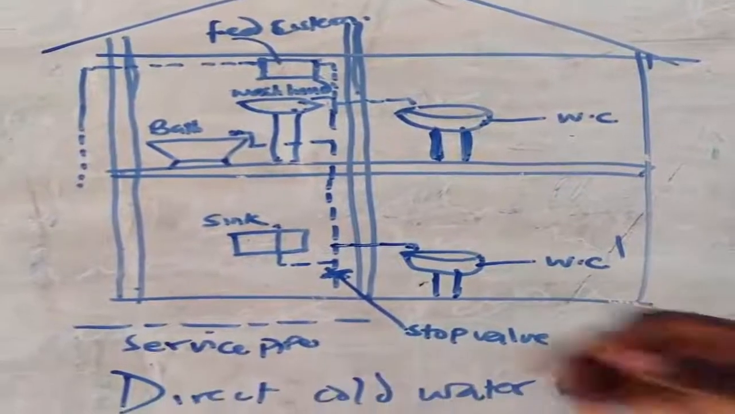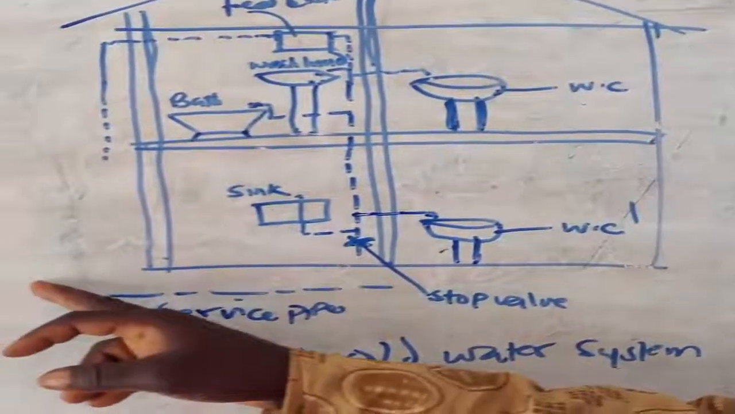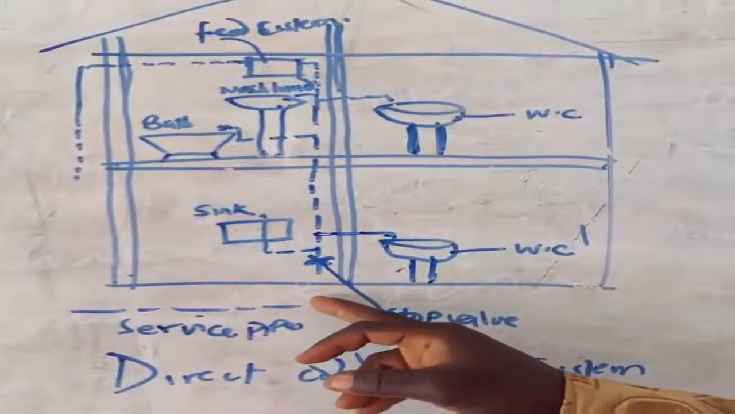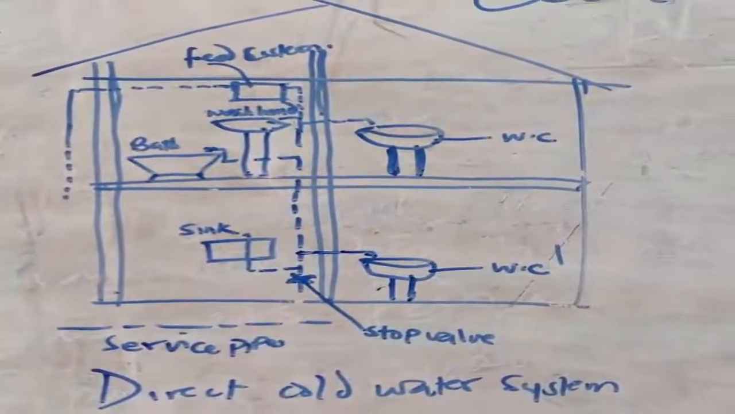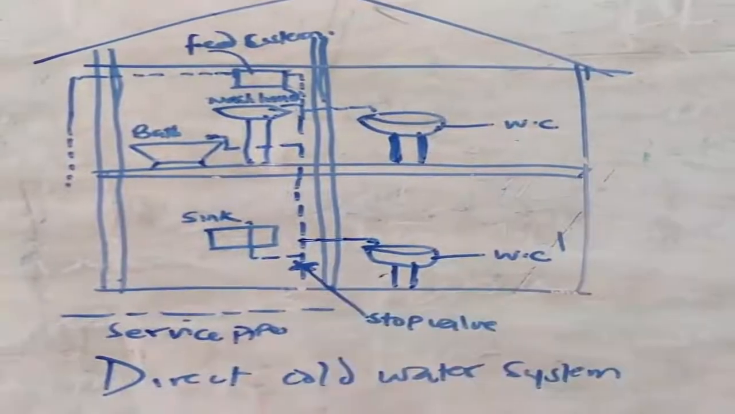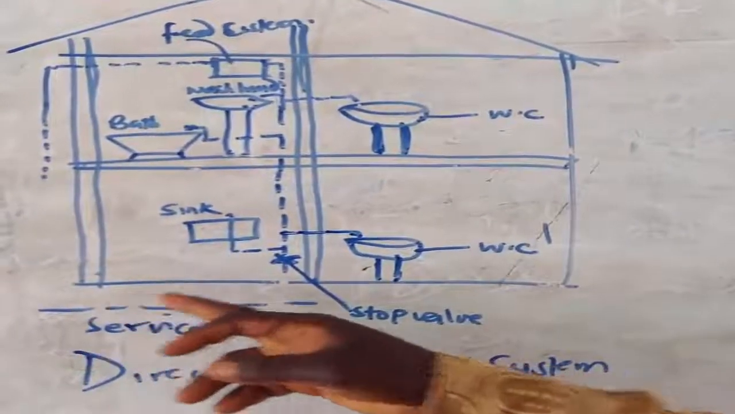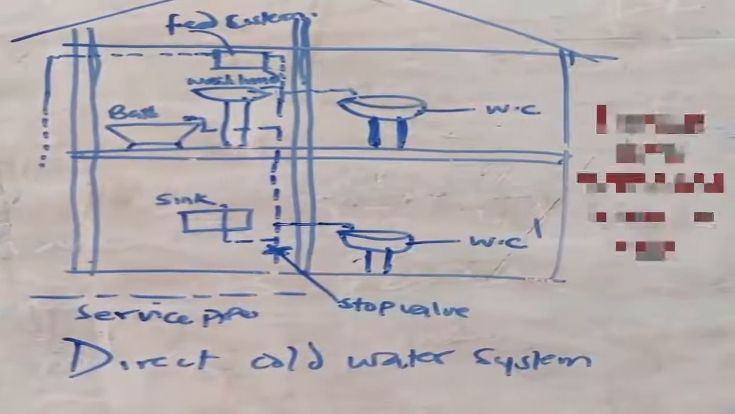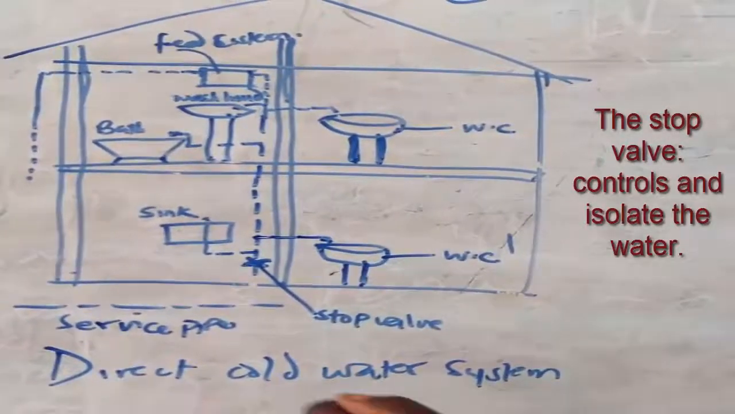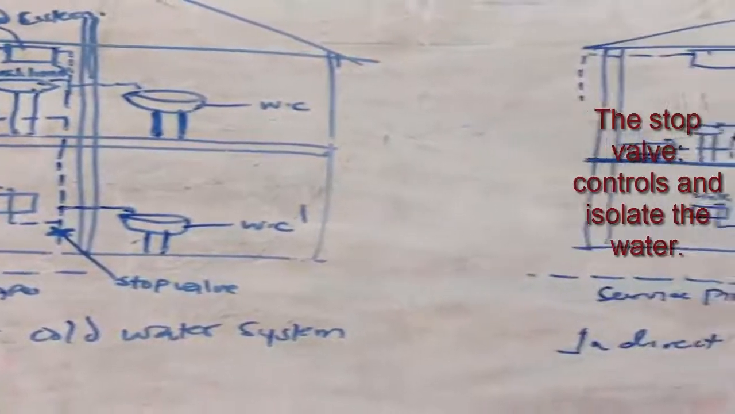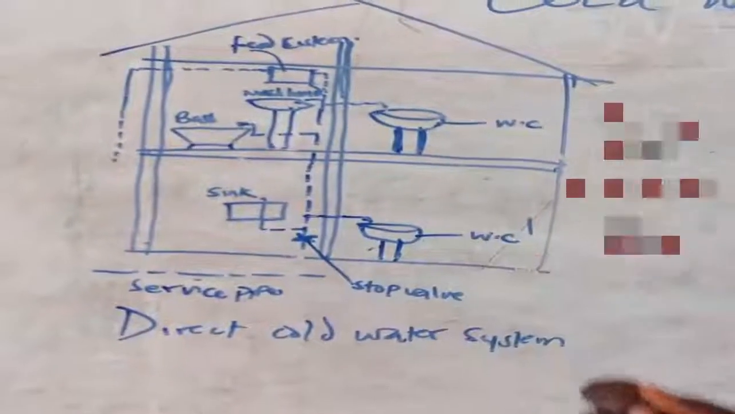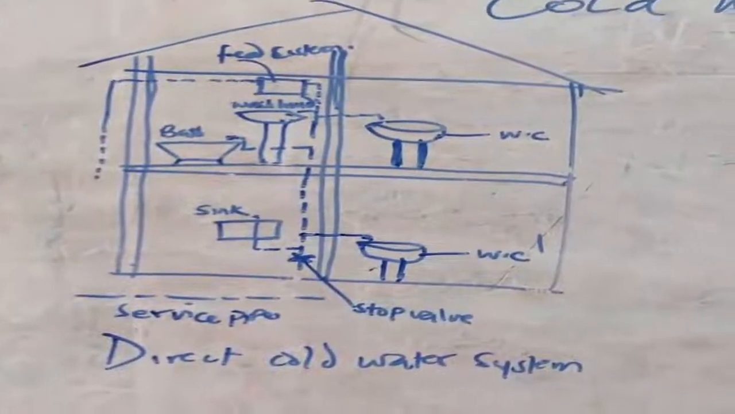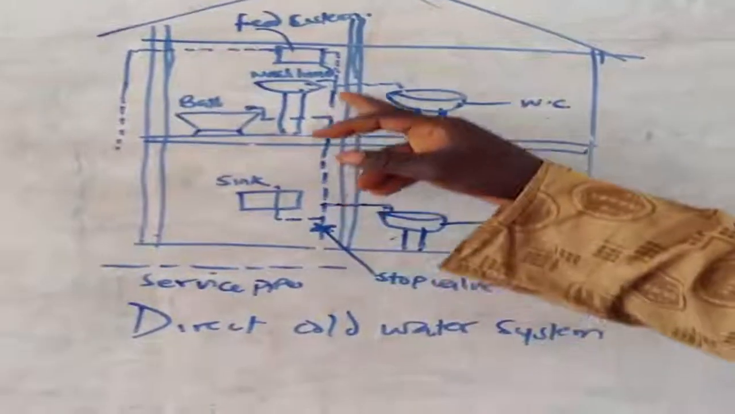Now, if you look at it, the water main comes here. We call it the service pipe. It goes in here and gets connected here. When you are connecting the service pipe to your house, the rule says we need to have what is called a stop valve. The stop valve is required here to control or isolate water. If you want to control the water supply, this is where you put it in your property, that is on your side.